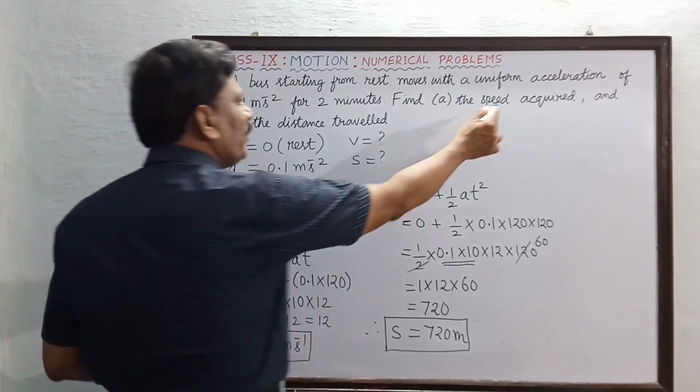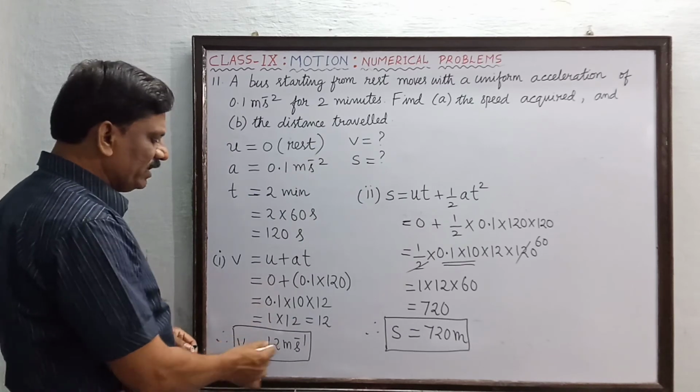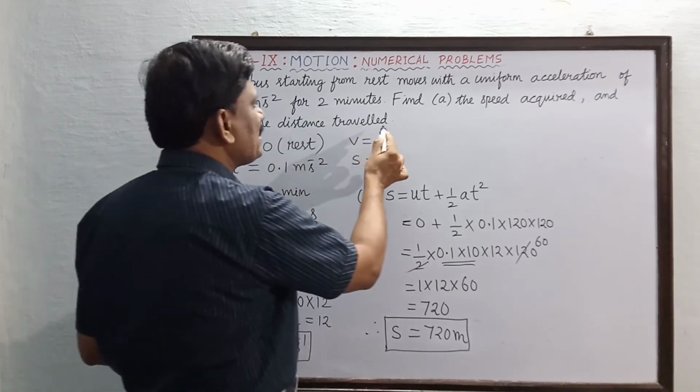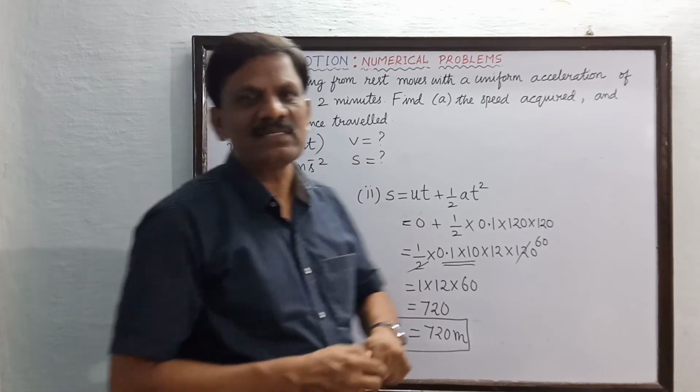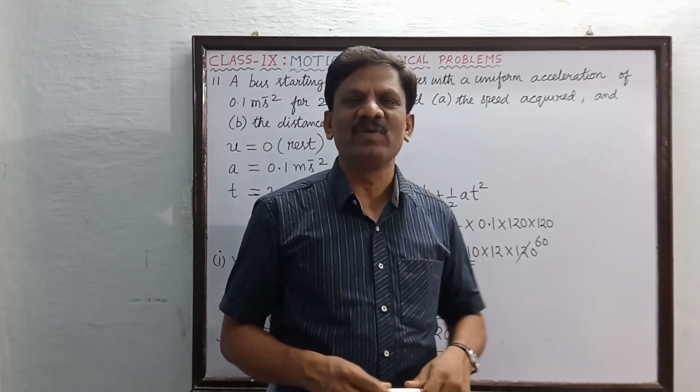So the speed acquired by the body in 2 minutes is v equal to 12 meter per second, and the distance travelled by the body in 2 minutes is equal to 720 meters. I hope you must have understood well. Fine.